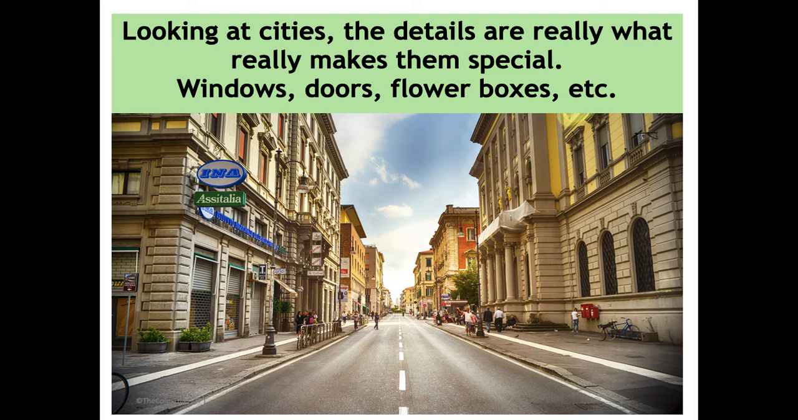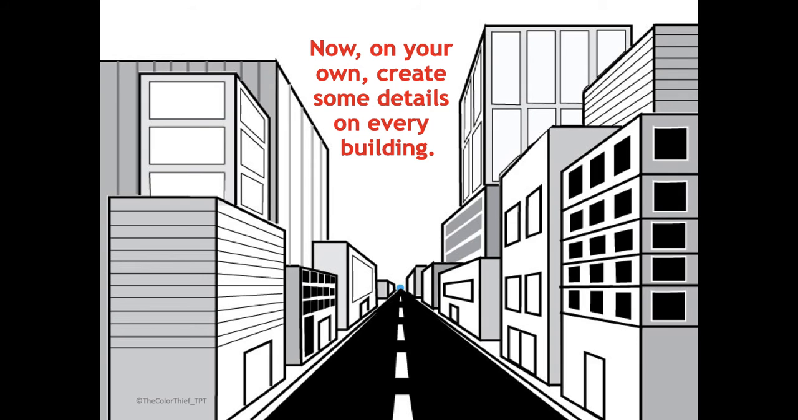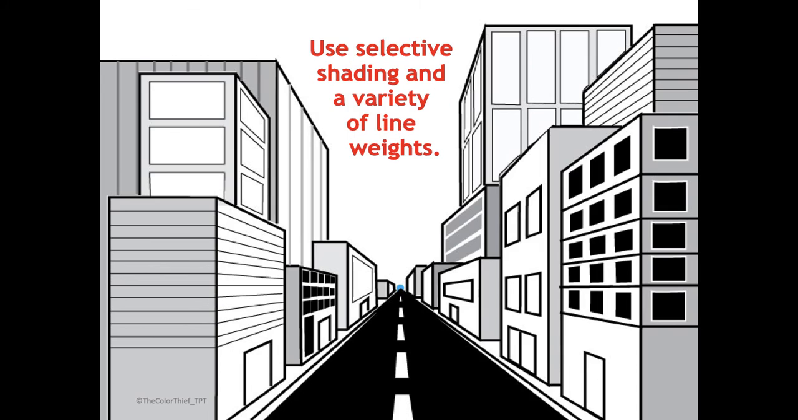This is an example of a one-point perspective city. Notice some of the details show depth and use the vanishing point. You can create some of those details too. Use shading, colors, and different line weights.